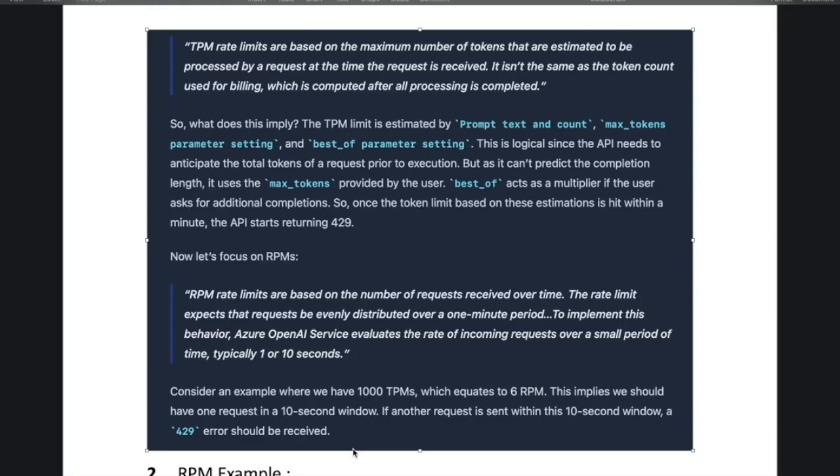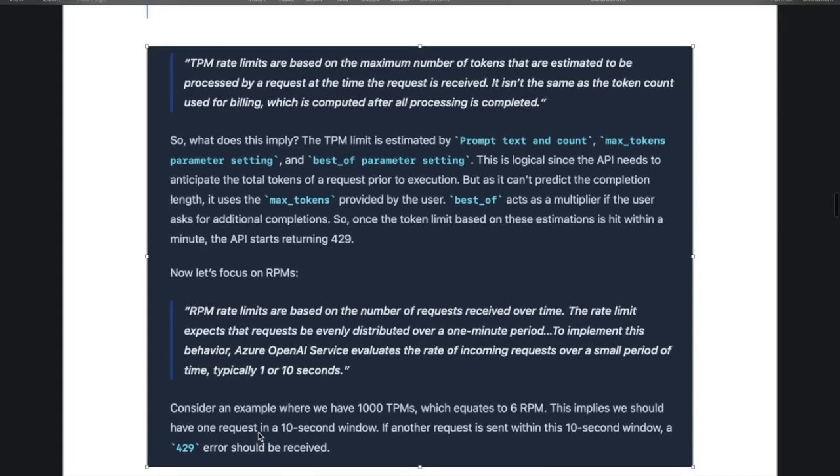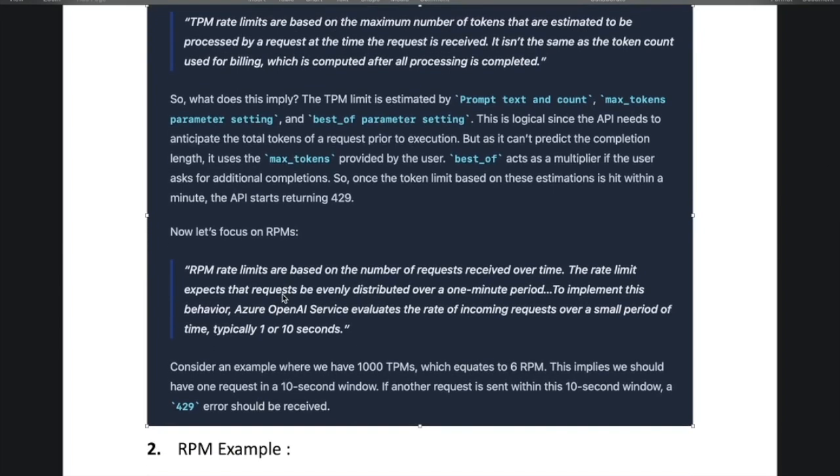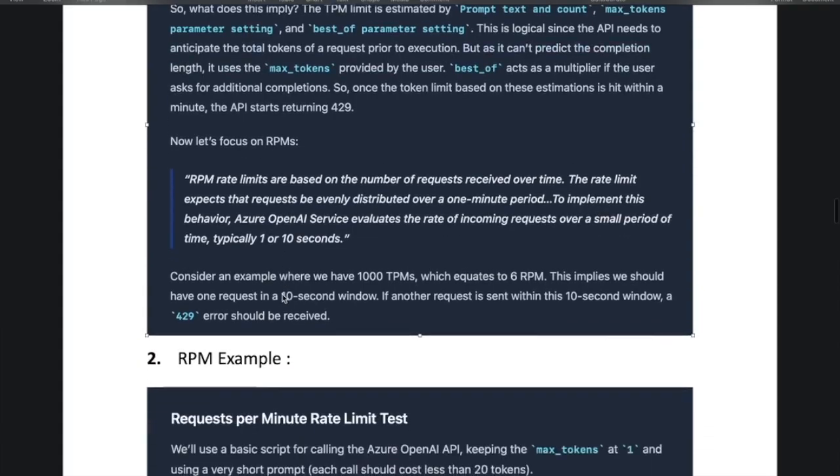1 minute is 60 seconds. So 10 seconds for one request. So it's just 6 requests at a time. So if you get more requests, even if you have not reached TPM, it can throw 429 errors. So I'll show you how you can test, while you're working with these APIs, the TPM test case, how you can test TPM rate limit and how you can test RPM rate limit.